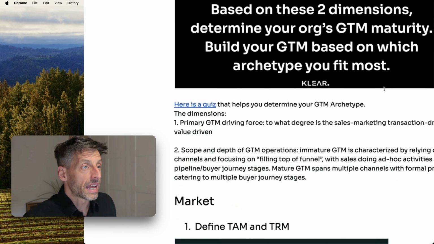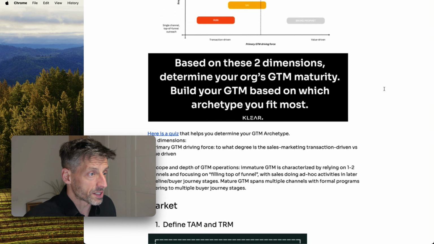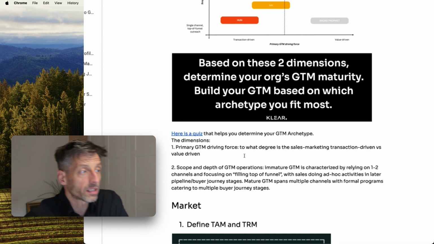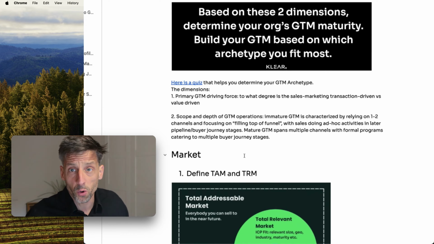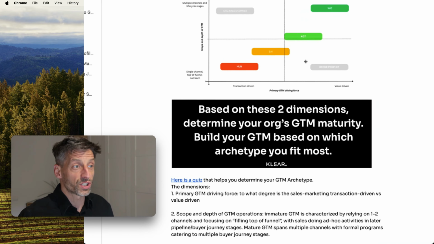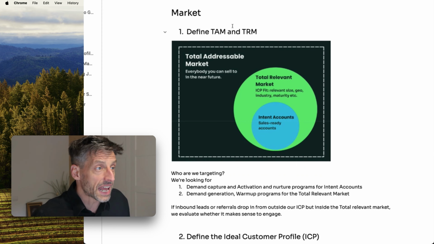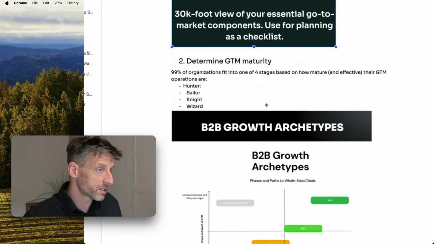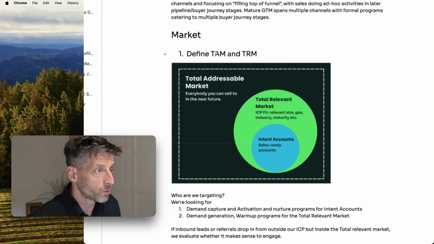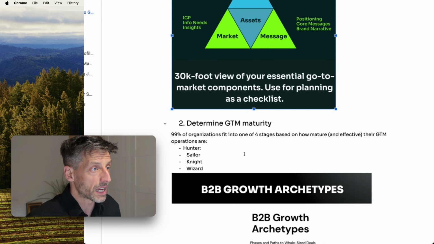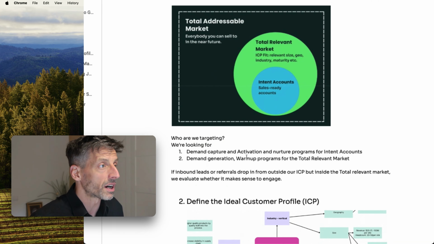Okay. Now, there is a quiz that we use to determine where you are, and you can click on a link right here and see how you score on this scale and see which category or which archetype you fit into. Okay, now to get to these 4 components, we're starting back down here, bottom left, we want to define the market.